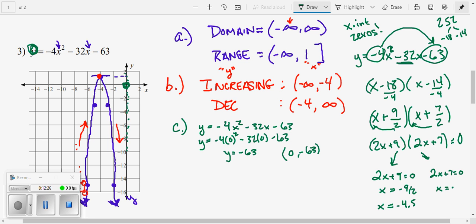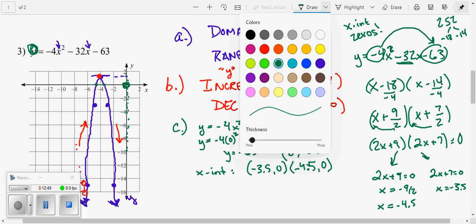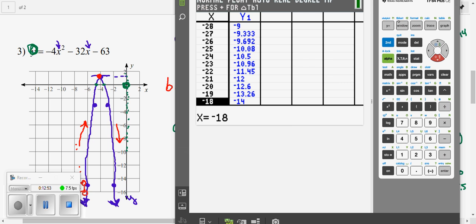X equals -3.5. And so my x-intercepts, finally, are -3.5 and -4.5. Does that look right? 3.5, 4.5? I'll be. It does. Okay, that's long. So now let's show the easier way, which would be to use your calculator.